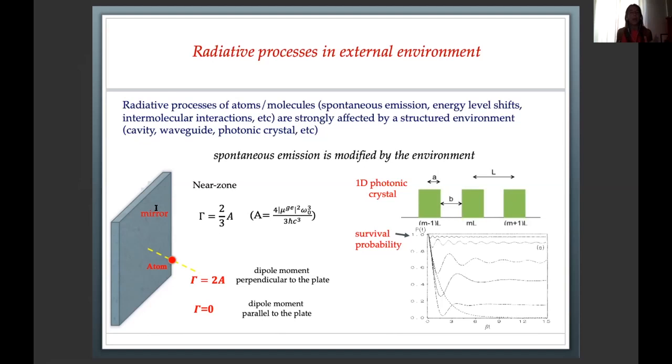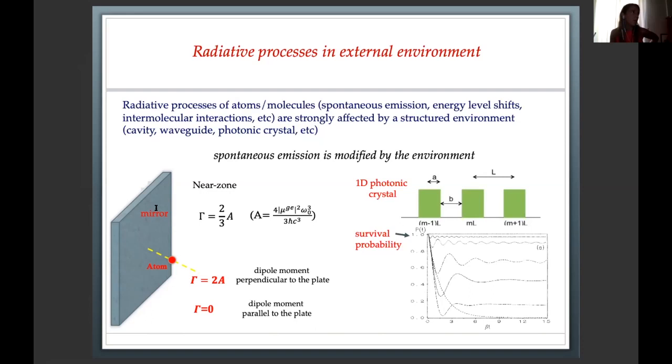In particular, if the dipole moment is oriented perpendicular to the plate, we find that the decay rate is doubled, while if the dipole moment is oriented parallel to the plate, the decay rate is totally suppressed. This is due essentially to a sort of interference between the atom and the image of the same atom through the mirror.